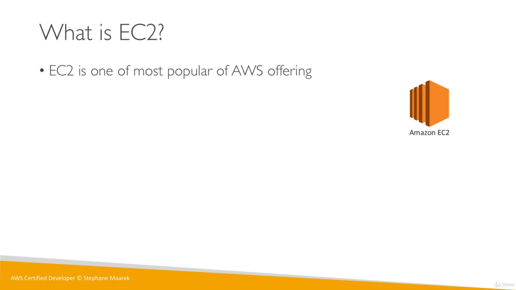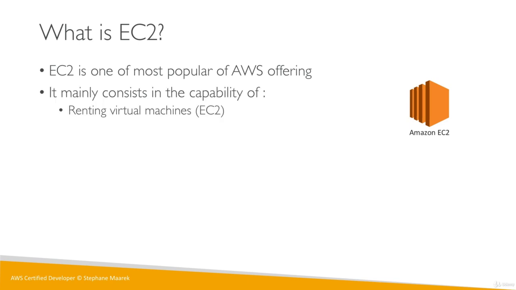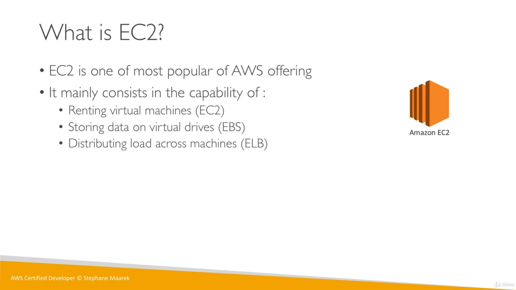It's one of the most popular of AWS services, and basically it consists of the capability of launching virtual machines in the cloud, but also storing data on virtual drives, that's called EBS, distributing load across machines, that's called ELB or load balancing, and scaling servers using an auto-scaling group or ASG. So it encompasses a lot of different services.